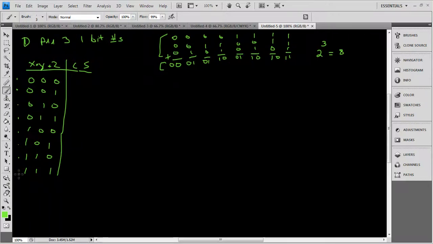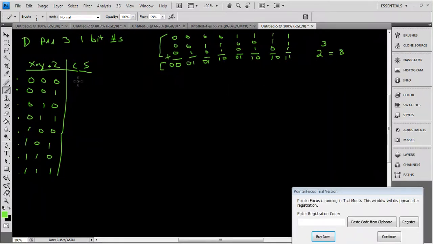Third column: 0, 0, 0, 0, 1, 1, 1, 1. There's a pattern there. Okay? Now let's teach the computer the answer. 0 plus 0 plus 0. And again, this is just a repeat of these numbers up here. The answer to this problem is 0, 0, 0, 1, 0, 1, 1.